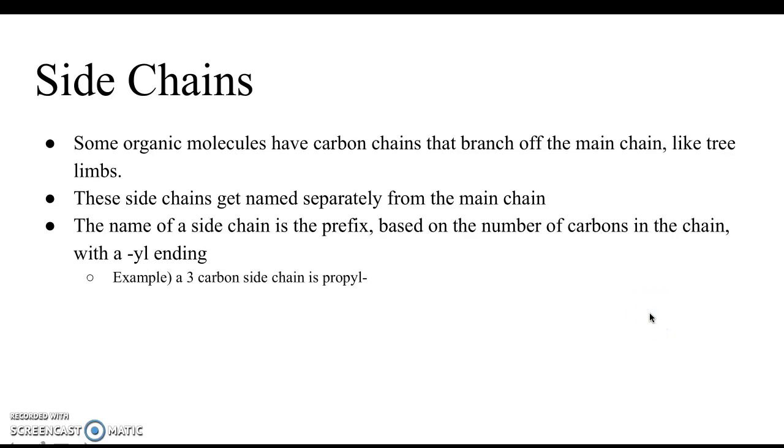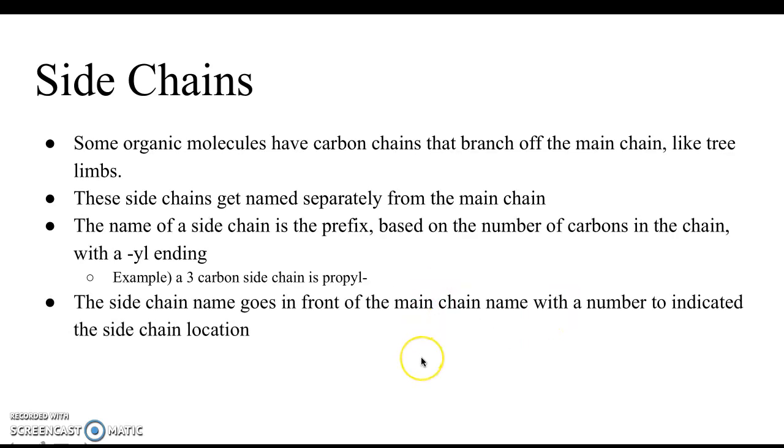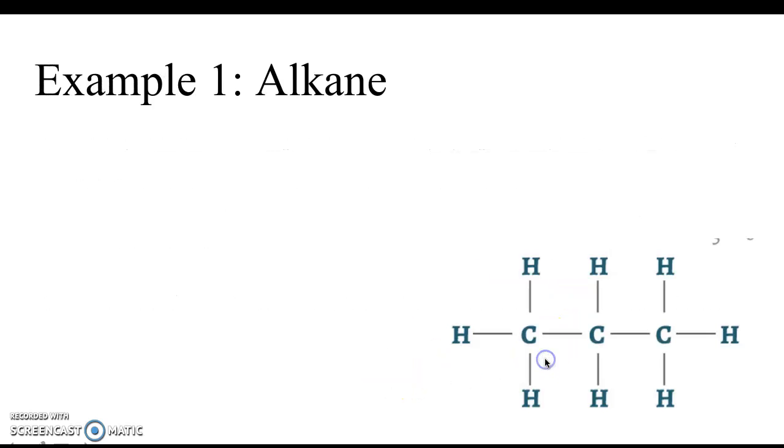Oh, and here's another example. If you have a 3 carbon chain, 3 carbons get the name prop, you add YL to the end, and a 3 carbon side chain would be called propyl. The side chain name actually goes in front of the main chain name with a number to indicate which carbon the side chain is located on.